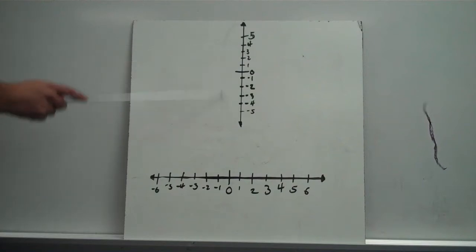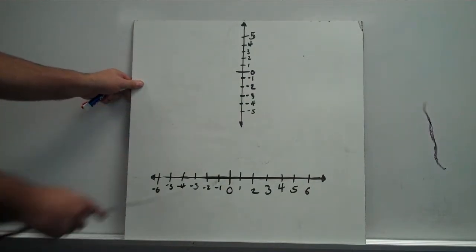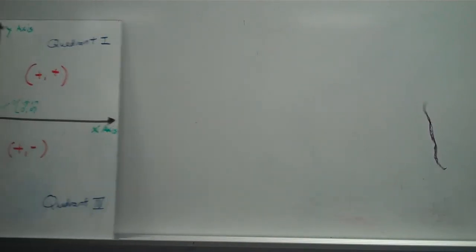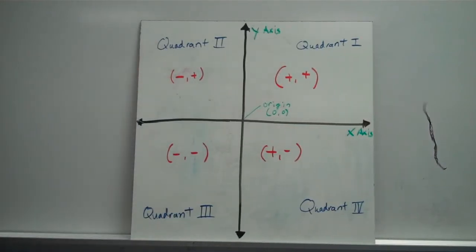Now we have worked with number lines that go up and down, they are vertical, okay, like thermometers. And we have also worked with number lines that are horizontal, which go left to right. So now what we're going to do is combine both of these number lines into a grid that looks like this. Now I have some information up here that we're going to talk about.